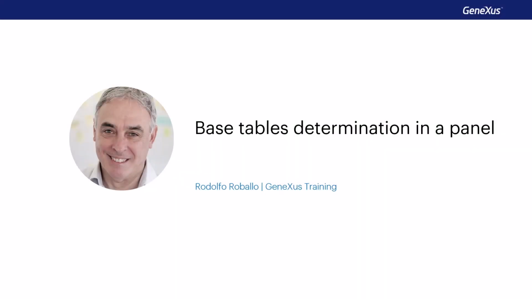A panel can automatically retrieve information from the database by simply adding attributes to its display. However, knowing how GeneXus determines which tables to access and how it runs through them is crucial for our application to work correctly. Next, we'll study how to determine the base tables of a panel object.